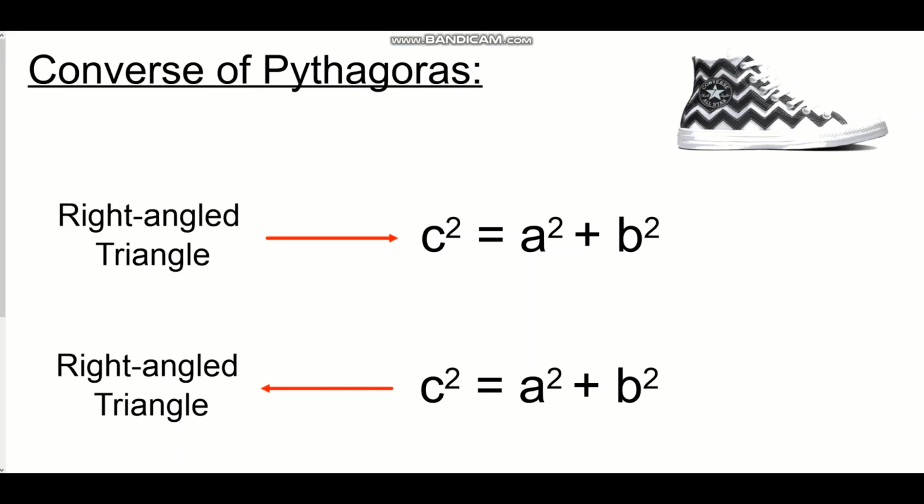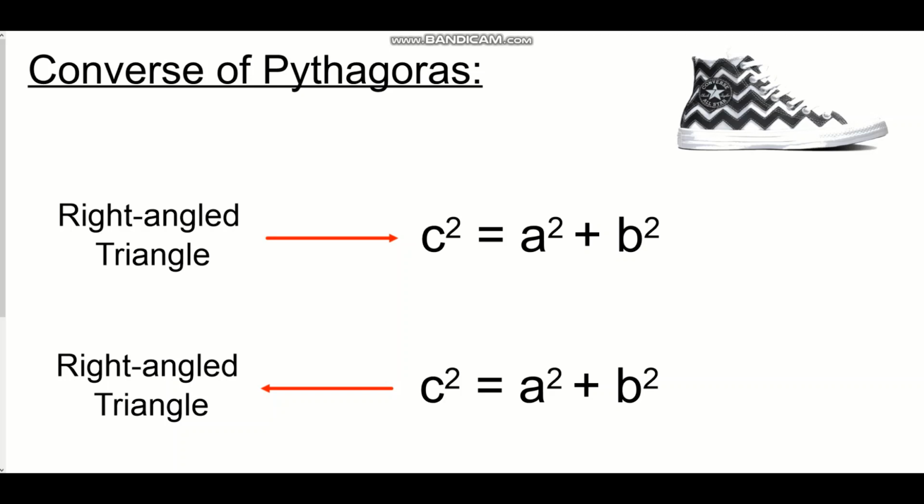Pythagoras' theorem states that if you have a right-angled triangle, then c squared, the longest side squared, is equal to a squared plus b squared, the two shorter sides of the triangle squared. It also works the other way around. If you have a relationship between sides of a triangle where c squared is equal to a squared plus b squared, then you have a right-angled triangle. No other type of triangle creates this relationship.